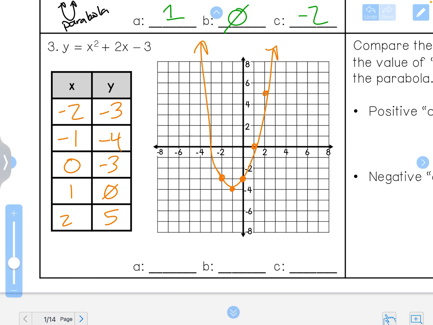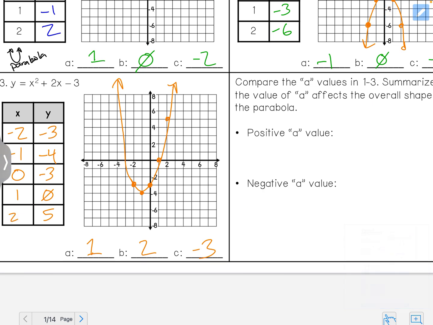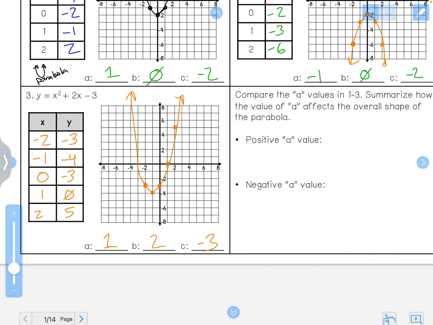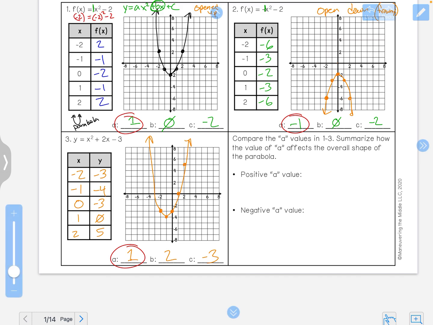It opens up. Our a is our value in front of x squared. Our b is our value in front of x. And our c is our value without an x at all. So if we look at our a values, the first one we had an a value of 1, the second one we had an a value of negative 1, and the third one we had a value of 1. So when a is positive, it's going to open up or have a smiley face, because the a value is positive, and when you're positive, you're smiling and you're having a good day.